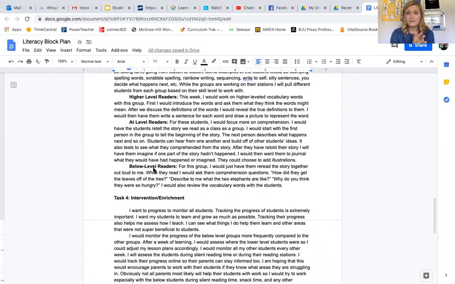And after we go over the definitions, I want them to write a sentence for each vocab word, but then I also want them to illustrate the sentence. So that really gets the visual learners engaged too.